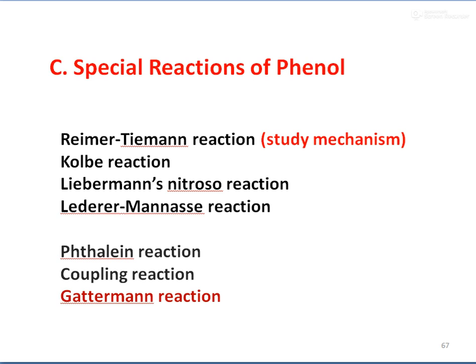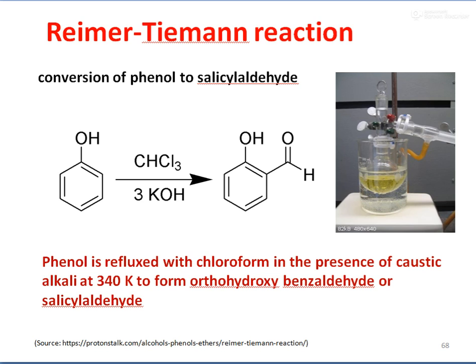So we see some special reactions of phenol. These reactions we discussed in the class, but we will go through them once again. The last one is Gattermann's reaction, and first is the Reimer-Tiemann reaction. The Reimer-Tiemann reaction is a conversion of phenol to salicylaldehyde.